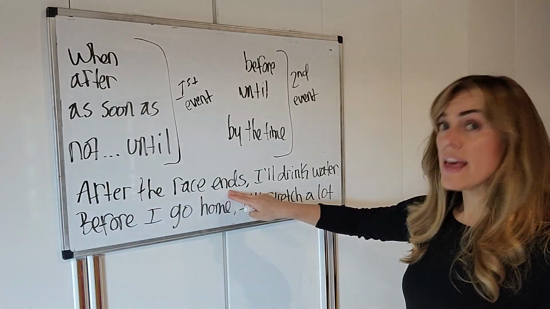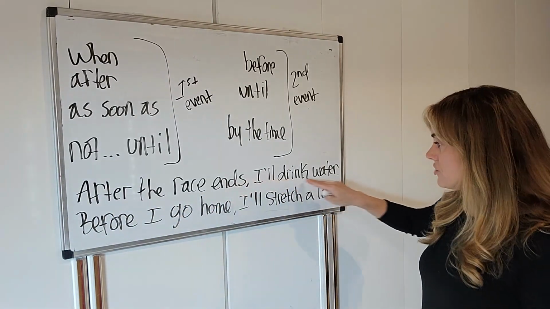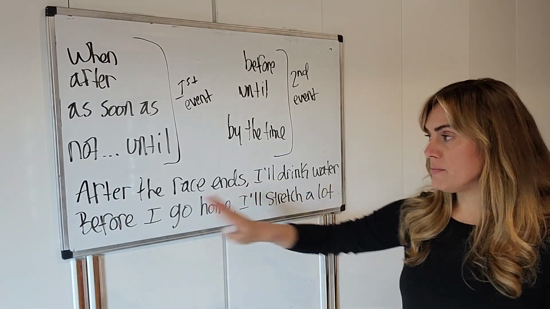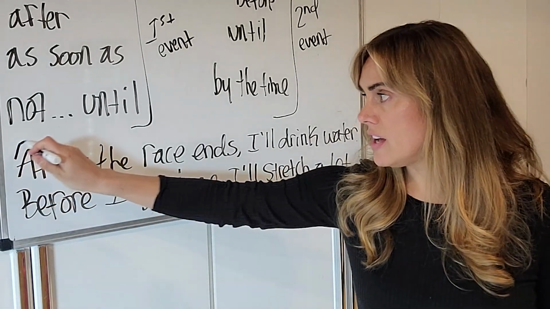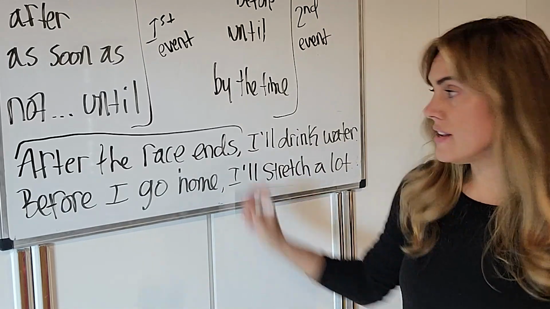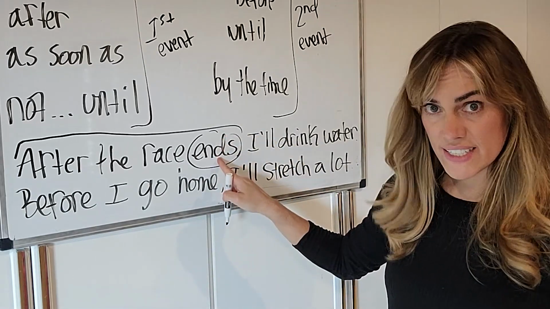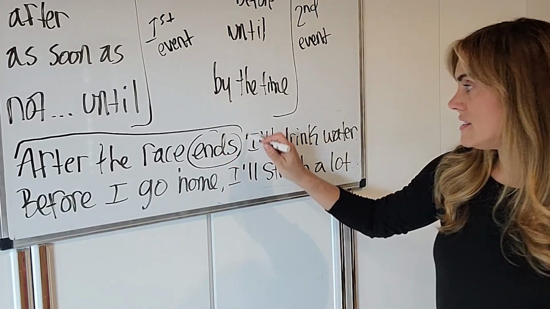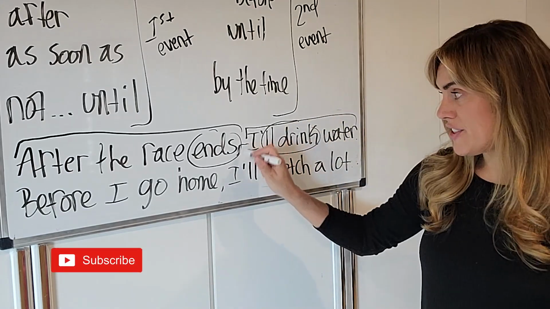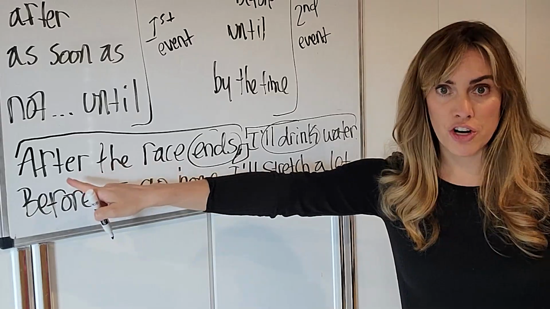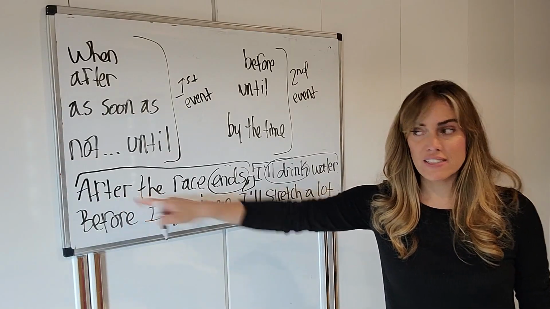After the race ends, I will drink water. I have my two clauses. Here's the time clause, after the race ends. Here's the simple present in the time clause. Here's the main clause with the future. Here's the comma, because I started my sentence with the time clause.